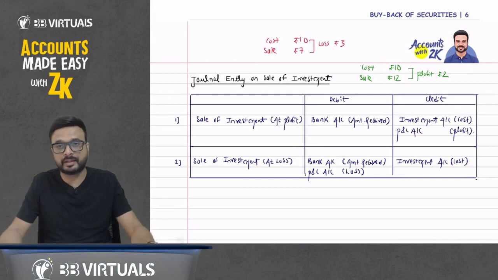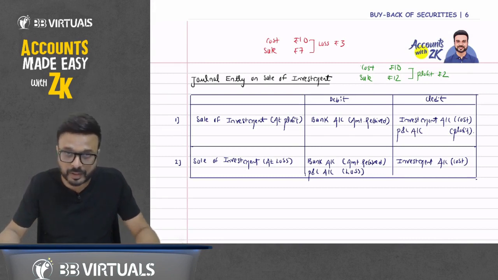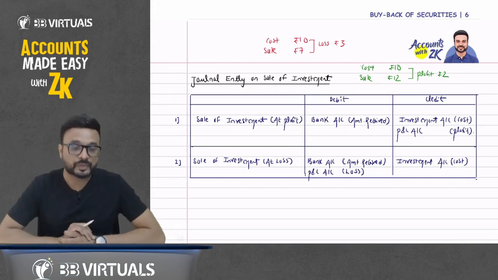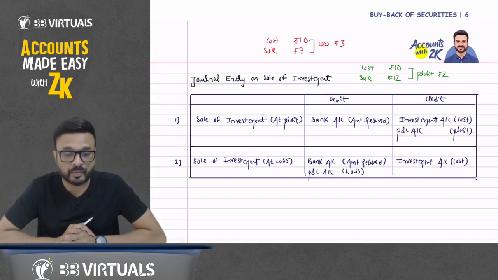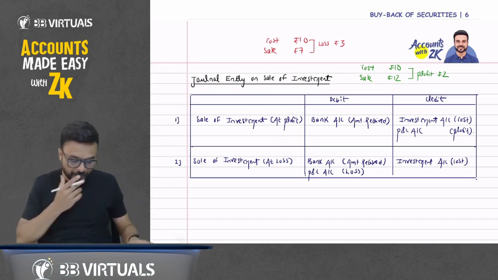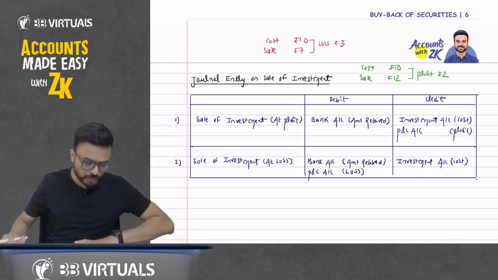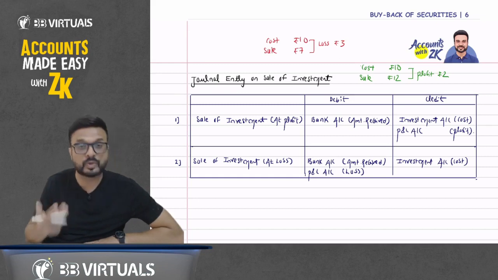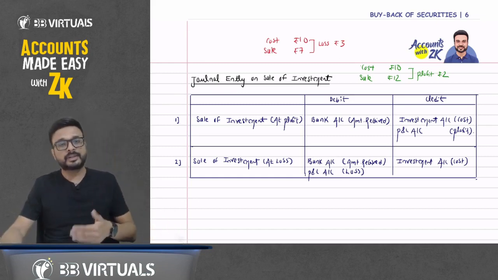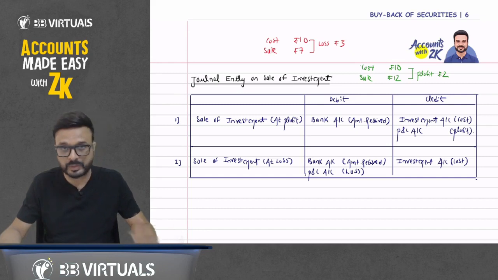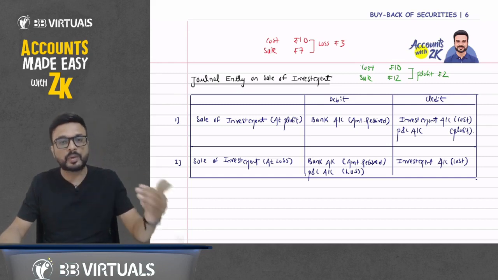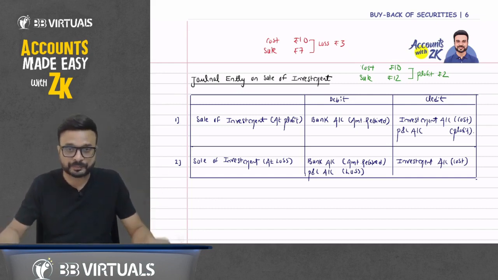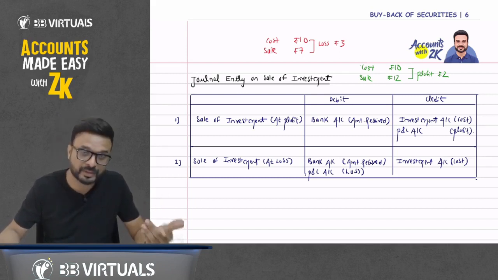Why are we discussing here the entry for sale of investment? Because when we solve questions, sometimes they give you an adjustment for the sale of investment also. Now before we start the question, one more point that I want to discuss with you, that is the general entry on issue of bonus shares. Now bonus shares is a new concept for you. Why is it new? Because previously in the old syllabus there was a chapter on bonus issue. Now this chapter has been shifted to CA Foundation level. So you don't have an idea about what this is.